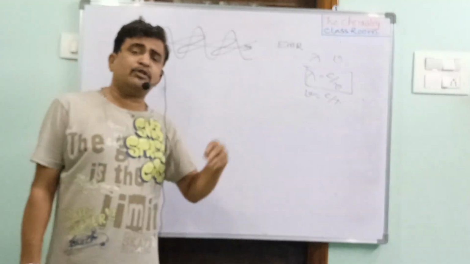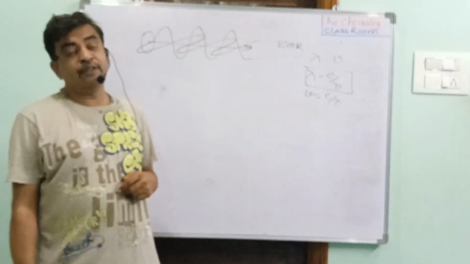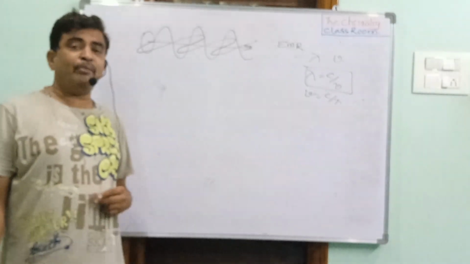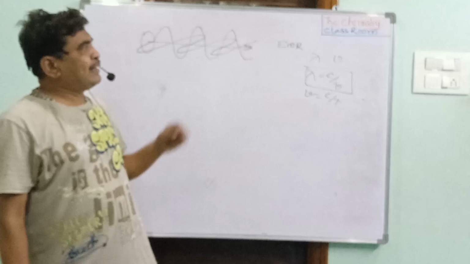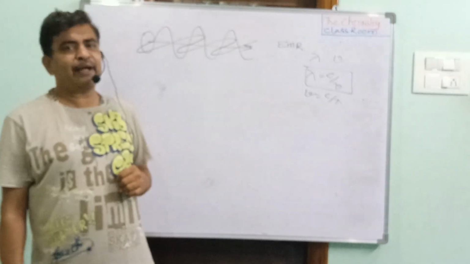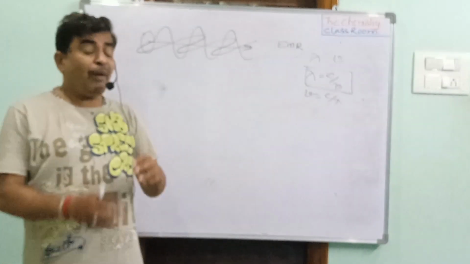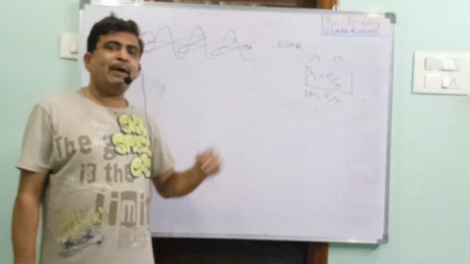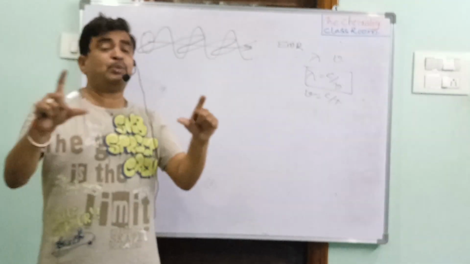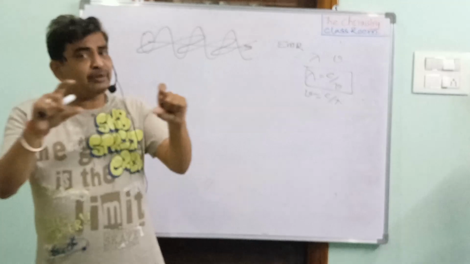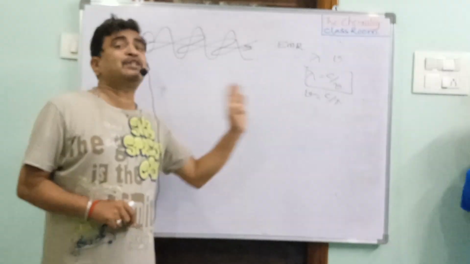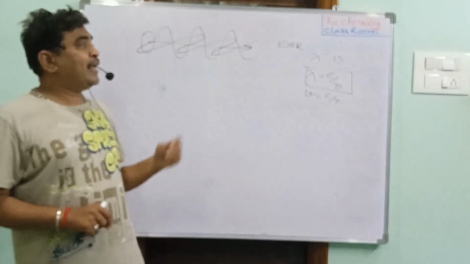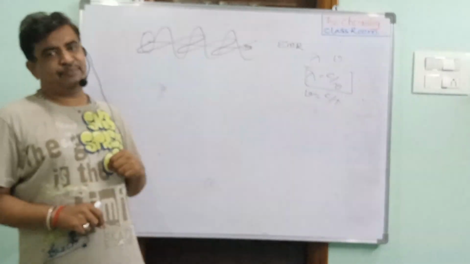Based on this electromagnetic radiation, Bohr gave some postulates. They are called Bohr atomic structure. When this electromagnetic radiation is passed through the spectrometer, you are getting one picture. That picture is called a spectrum. It is called the electromagnetic spectrum.